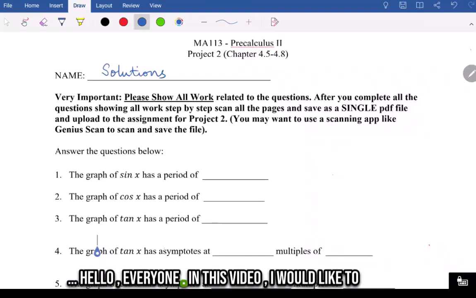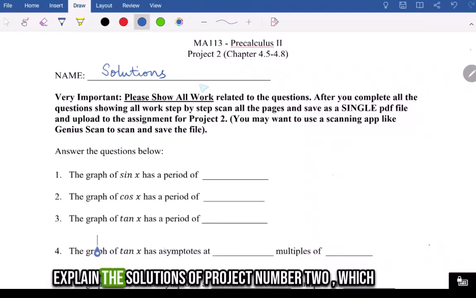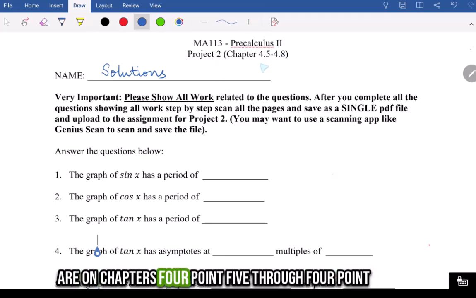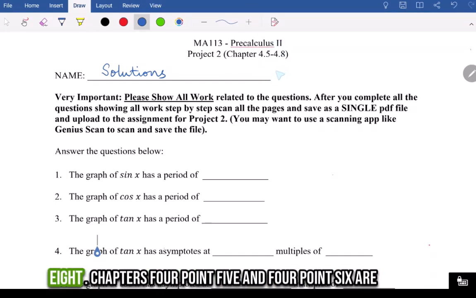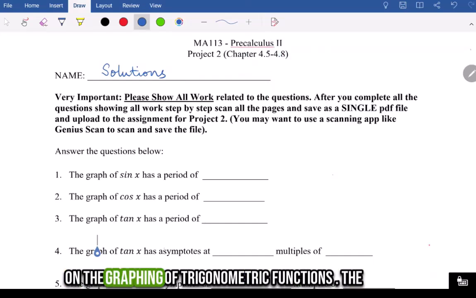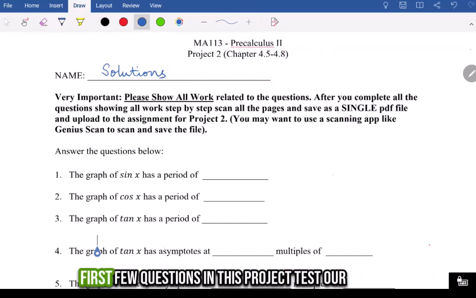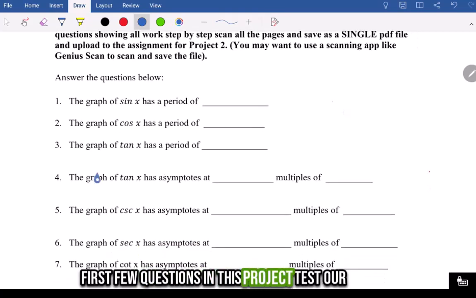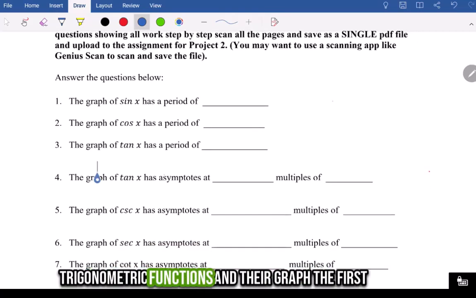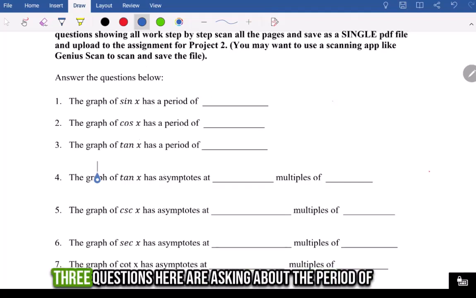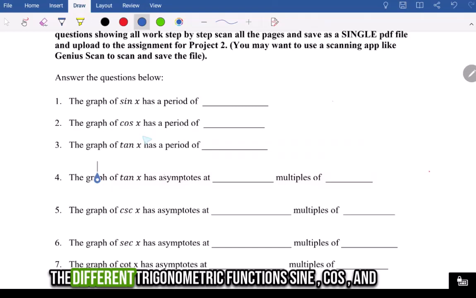Hello everyone. In this video, I would like to explain the solutions of project number 2, which are on chapters 4.5 through 4.8. Chapters 4.5 and 4.6 are on the graphing of trigonometric functions. The first few questions in this project test our knowledge of the different properties of the trigonometric functions and their graph. The first 3 questions here are asking about the period of the different trigonometric functions sine, cos, and tan.